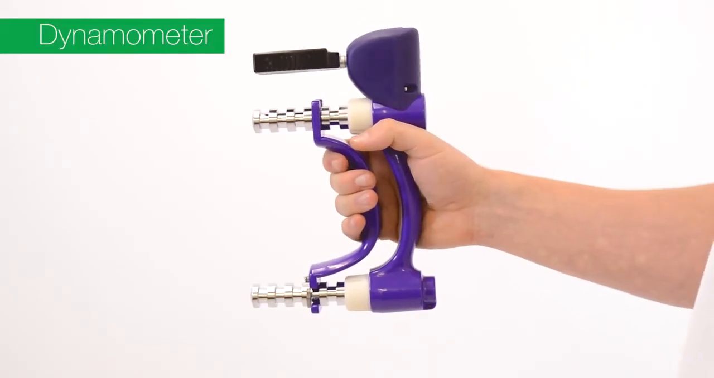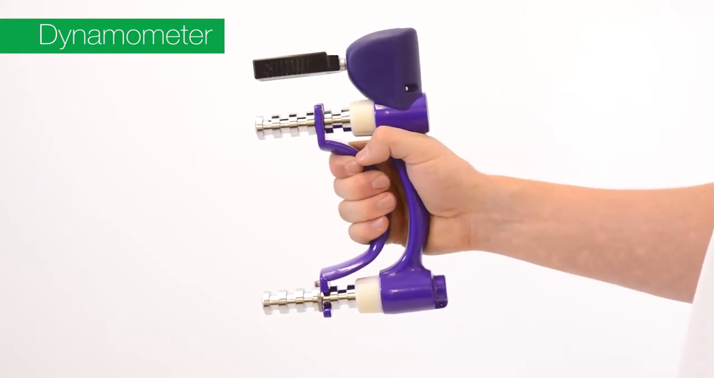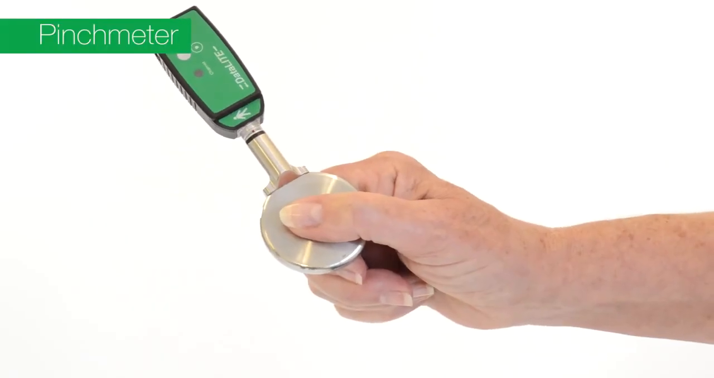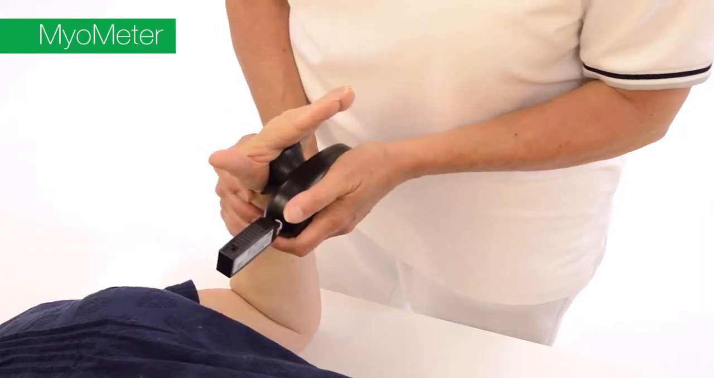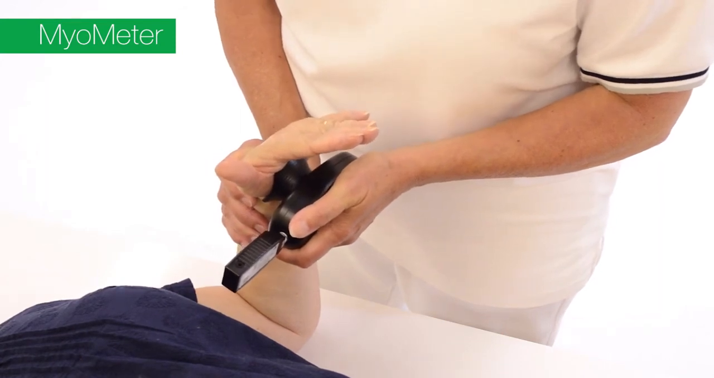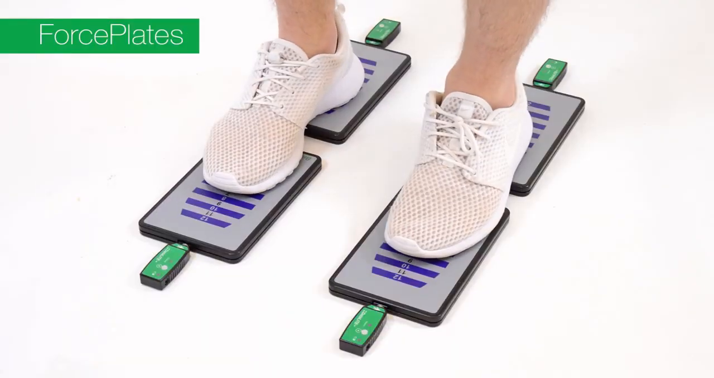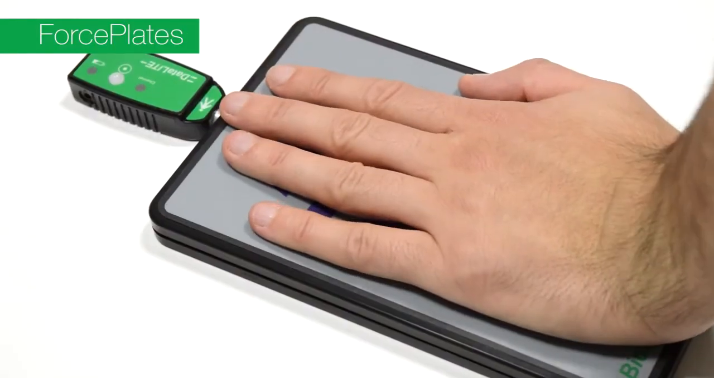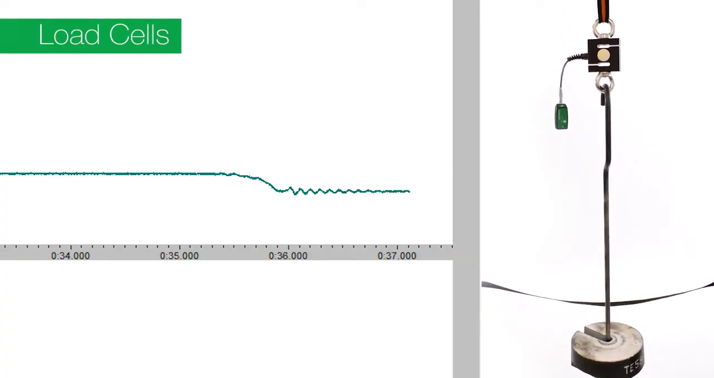Other physiological sensors available are the Biometrics dynamometer for measuring grip strength, the Biometrics pinch meter for measuring pinch strength, Biometrics myometer for recording the performance of a movement in relation to the forces of gravity and manual resistance, Biometrics force plates for distribution of weight or force, and load cells for measurements of load or force.